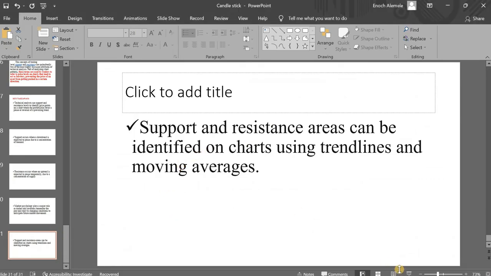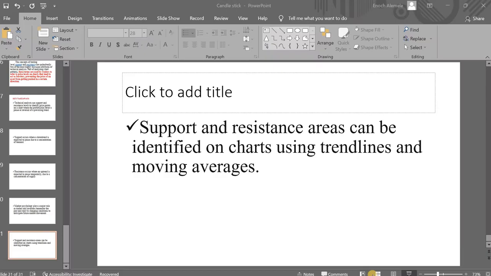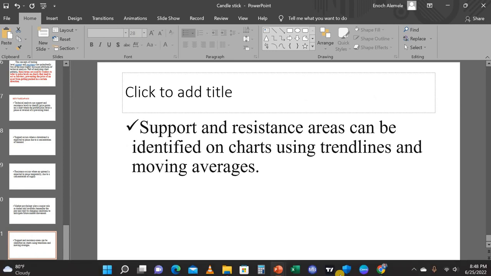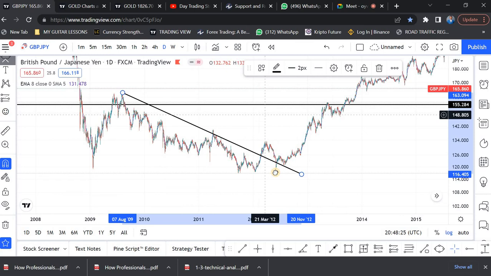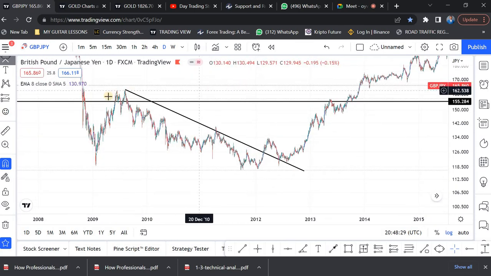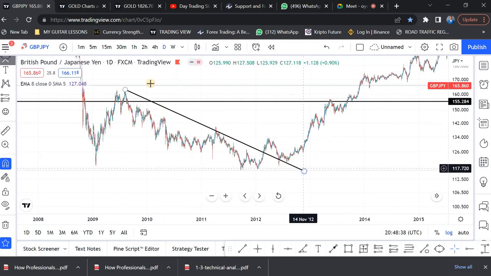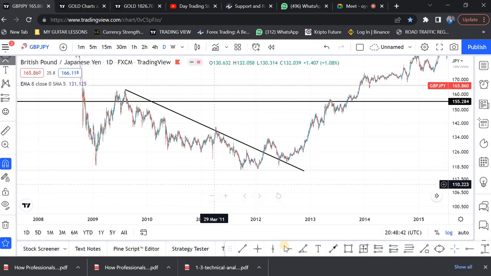So that is a key takeaway. Support and resistance areas can be identified on a chart using trend lines, like I have said. So it is not all the time that we use horizontal lines to act as support and resistance. We can use trend lines. With a trend line, you look at whether the market is in an uptrend or a downtrend, and you draw lines to touch the tip where price goes to and reverses, and that will act as a resistance. And when it is below it, it is acting as a support.